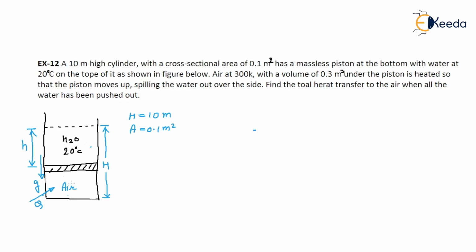Air at 300 Kelvin with a volume of 0.3 cubic meters is below the piston. That means the piston divides the cylinder into two sides: the upper side is water and the lower side is air. Now the air is heated. Heat is supplied, the piston moves up, and it moves so far that all the water will spill out.